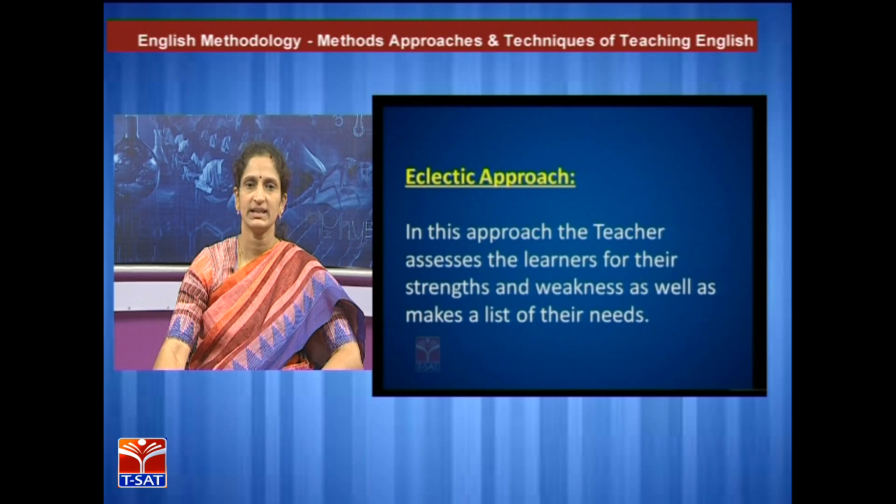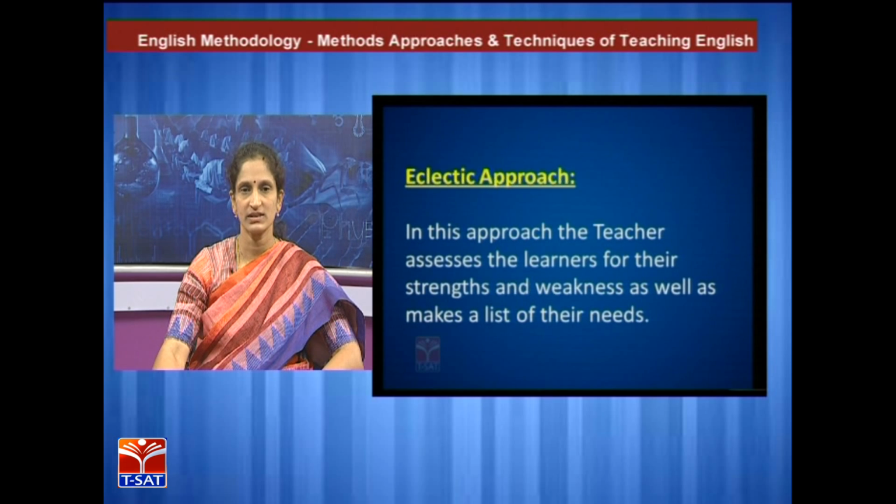In this approach, the teacher assesses the learner for their strengths and weaknesses as well as makes a list of their needs. Especially, the language teacher's intention is to assess to what extent the student understood the concept, or to what extent they can communicate with the teacher, with the peer group, or with others, following the proper rules and regulations of the language. The teacher's responsibility is to assess the learner's strengths and weaknesses. If the student has a lot of interest in learning the language, that is the strength of the student. But if they can't communicate properly in English, that is a weakness.